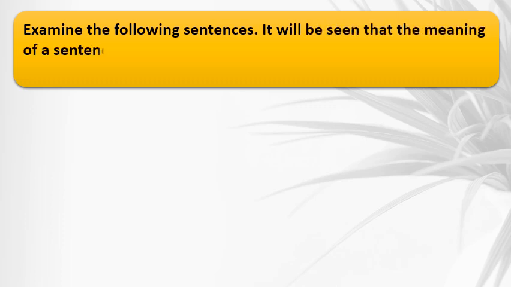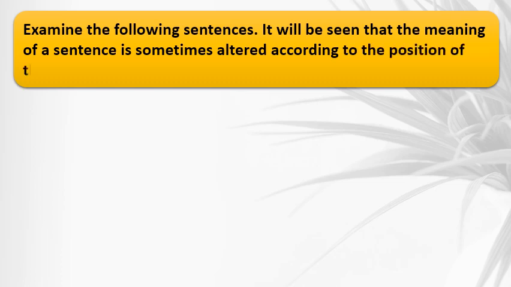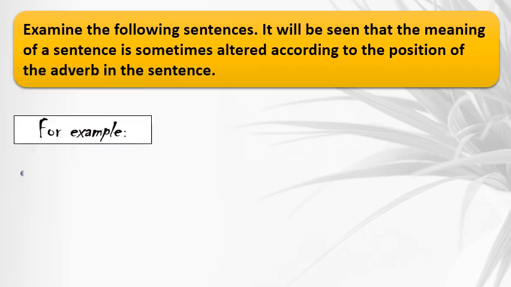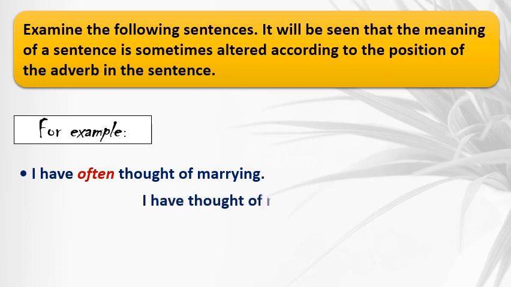Examine the following sentences, or we can say look at the sentences carefully. It will be seen that the meaning of a sentence is sometimes altered, meaning changed, according to the position of the adverb in the sentence. To clarify it, let's see some examples. I have often thought of marrying. Number 2, I have thought of marrying often.